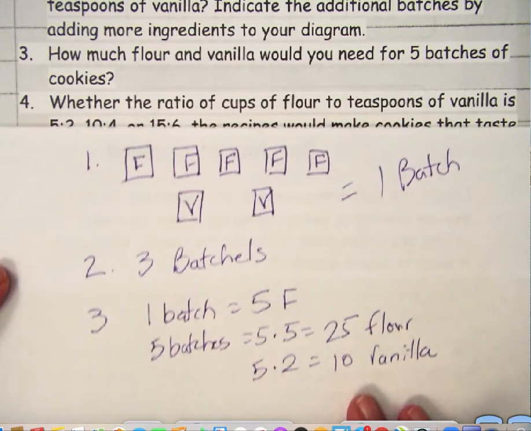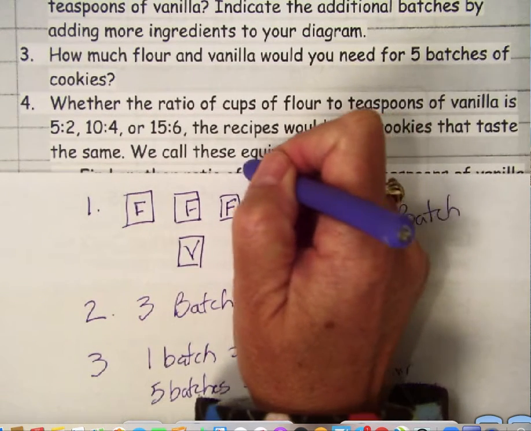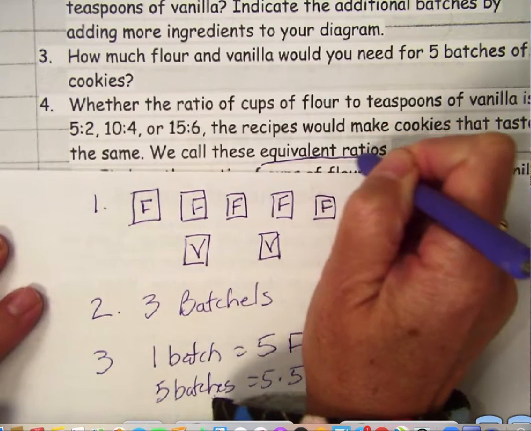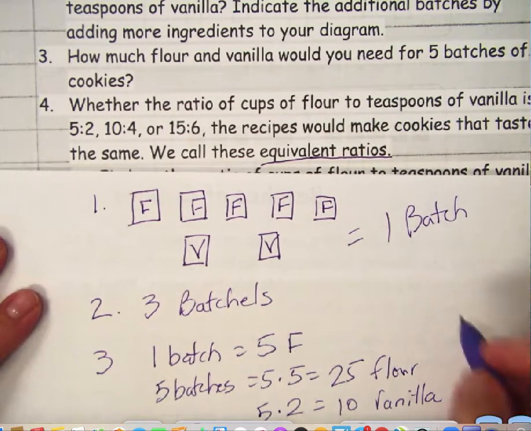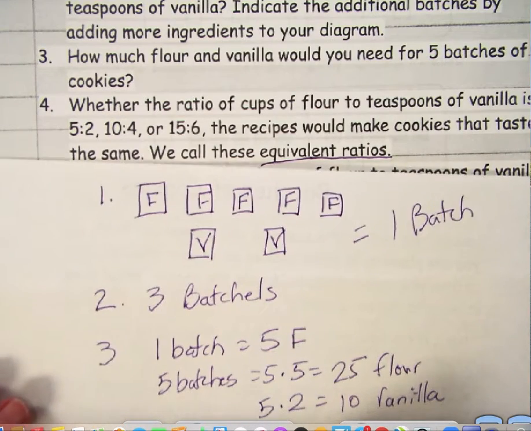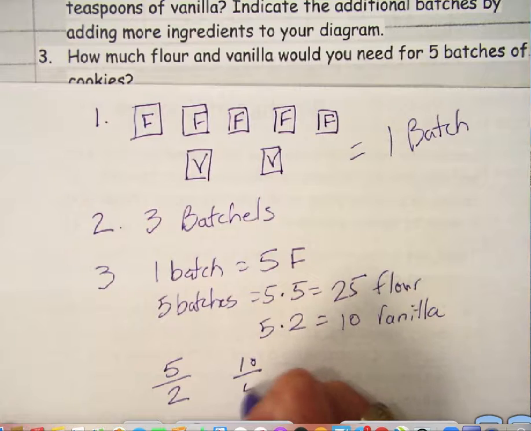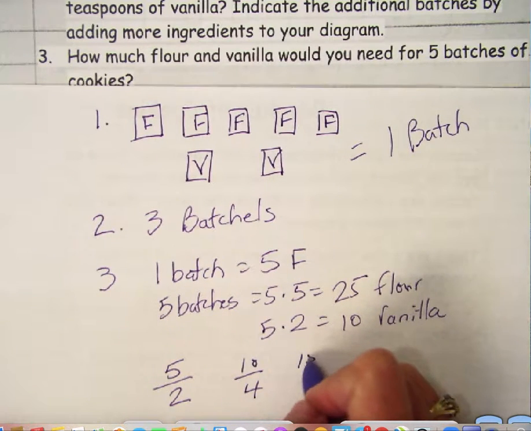Okay. Number 4, whether the ratio of cups of flour to teaspoons of vanilla is 5 to 2 or 10 to 4 or 15 to 6, the recipes would make cookies that taste the same. We call these equivalent ratios. Okay, same thing. As a fraction, 5 over 2, 10 over 4, and 15 over 6.